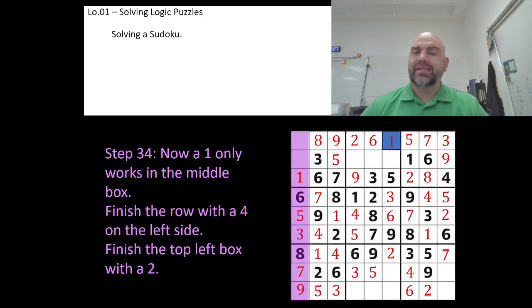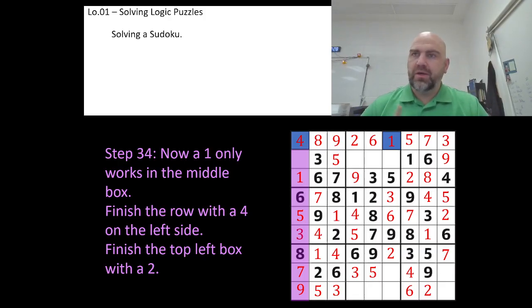You might also realize that the middle row of that top middle box cannot have a 1 due to there being a 1 in the right-hand box. And so the only one available for a 1 is right there. That row is now almost finished. We're only missing a 4, so we can plug a 4 in there as well.